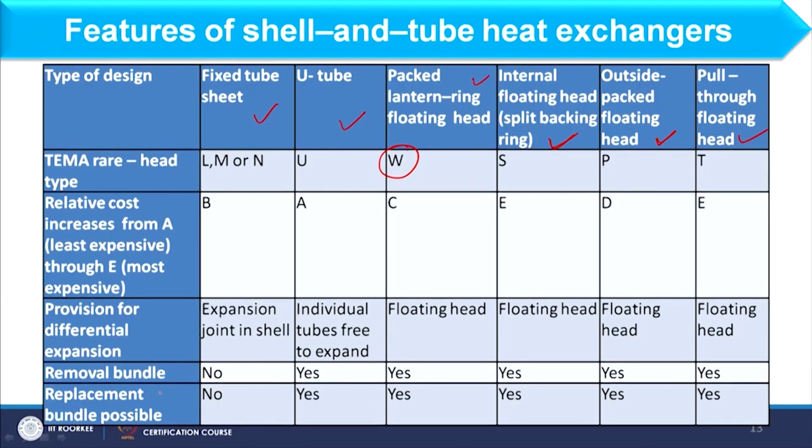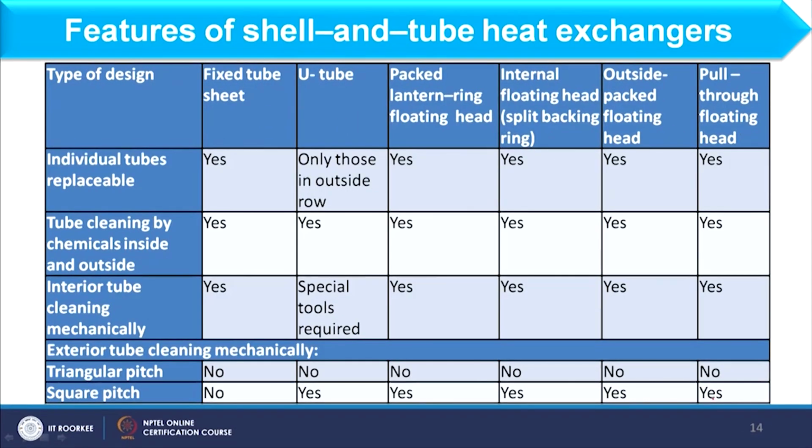So here I am having different conditions like provision for differential expansion. So we can have an expansion joint in the shell, okay. So that is basically the fixed joint, and we have internal tubes free to expand, then floating head is there, and similarly we can consider other shell and tube exchangers also. Replaceable bundle is possible; in fixed tube sheet it is not possible, in other cases it is possible. In a similar line we can consider tube cleaning by chemical inside and outside, everywhere it is yes, okay. Considering mechanical cleaning, we can do that in U tube also, but special tools are required. However, it can be done in other exchangers.